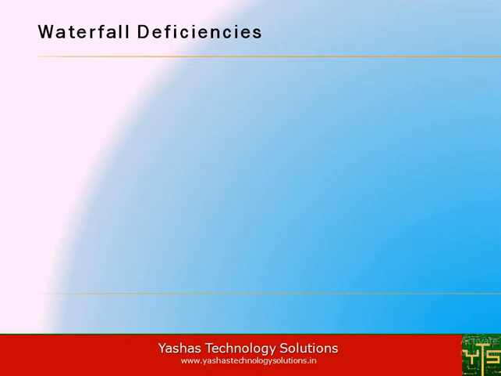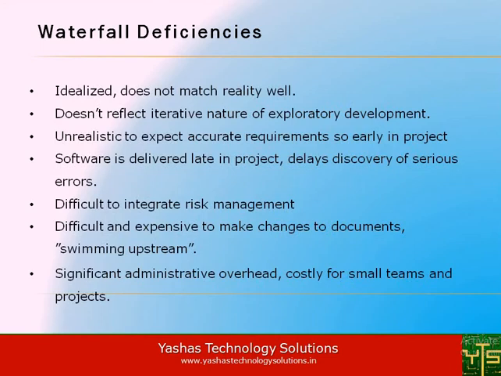Then what are the deficiencies of the waterfall model? Waterfall model is idealized. It does not match reality well. It doesn't reflect the iterative nature of exploratory development. Unrealistic to expect accurate requirements so early in the project. Software is delivered late in the project, which delays discovery of serious errors. Difficult to integrate risk management, difficult and expensive to make changes to the documents because it is swimming upstream, significant administrative overhead, costly for small teams and projects.